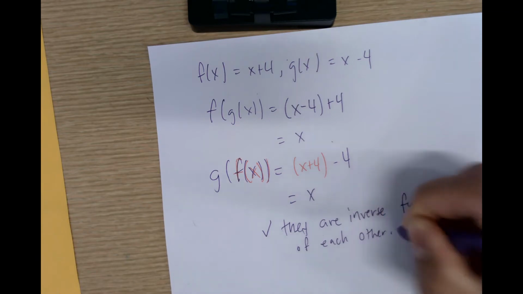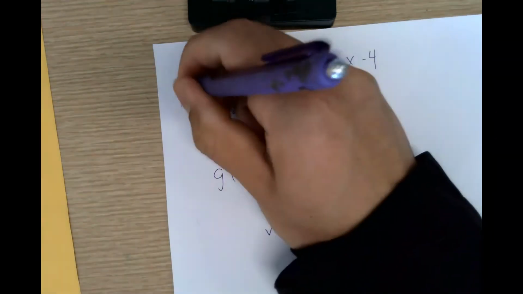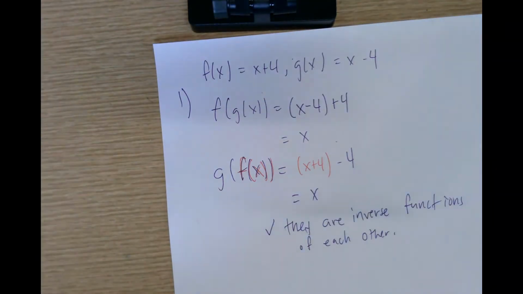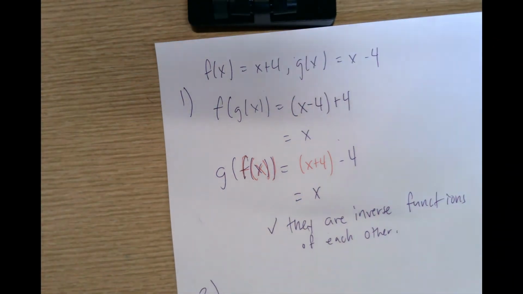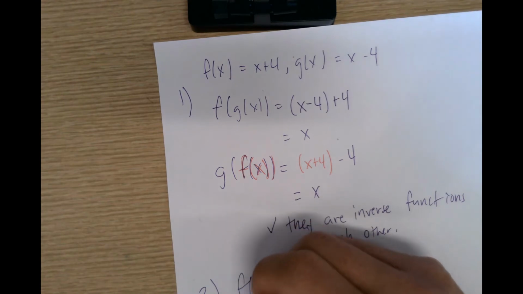Okay, so this is number 1, right? I'm going to go to a harder one like number 3. You can turn the page. And then there's f of x.